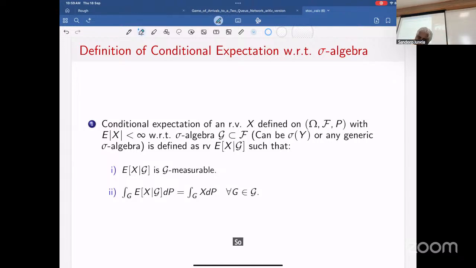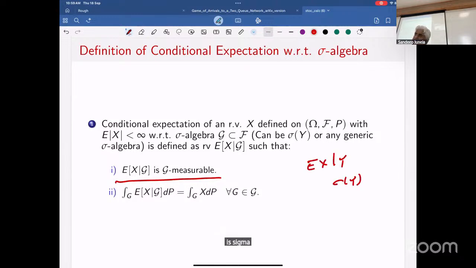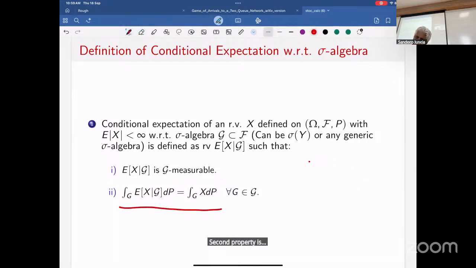So E of X given G is going to be a random variable which is G measurable, right? Like E of X given Y is sigma(Y) measurable. It's a function of Y. So more generally, it's G measurable. And the second property is that on every set G in the calligraphic sigma algebra G, it integrates like X. So that's the definition of conditional expectation.